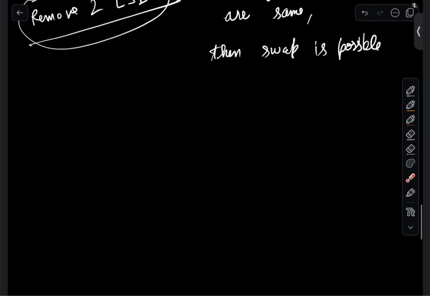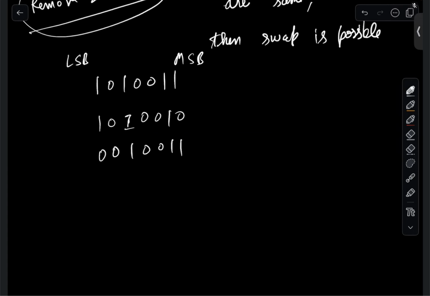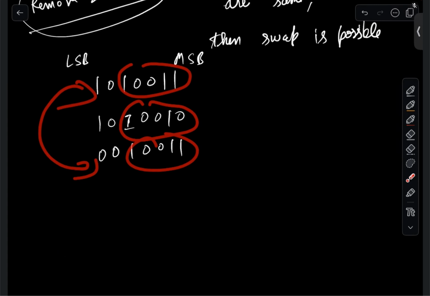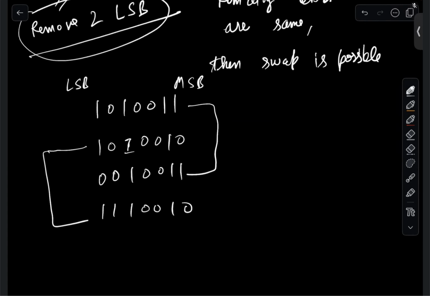Just to give more of an idea, let's say we have these numbers: 1 0 1 0 0 1, where this is the LSB and this is the MSB, and then we have 1 0 1 0 0 0 1 0 0 1 1. For the first number, this part is the same and this part is the same, so the first and 3rd can be swapped, but the second is not the same with these two. So first and 3rd lie in the same group, and the second lies in another group. If there is one more number like this, then second and fourth will lie in the same group. That's it. We make these groups using the above logic, then we sort each group independently, and whatever the final array is, that's the answer.